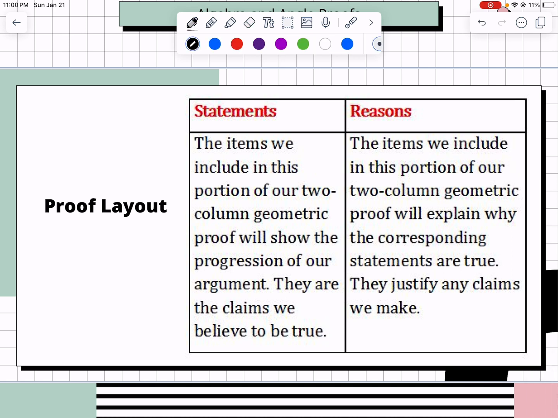All proofs are set up in two columns. There's usually a line down the middle, and then a line at the top separating your statements from your reasons, okay? Your statements are usually your mathematical statements.